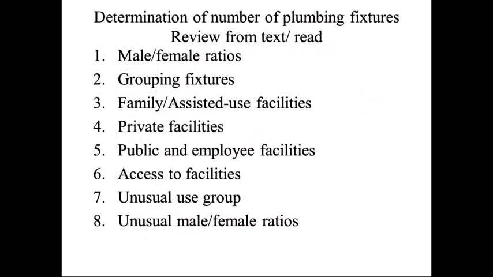So, determination of the number of plumbing fixtures: read from the text the male-female ratios, the grouping of fixtures, family-assisted use facilities, private facilities, public and employee facilities, access to the facility, and unusual use groups. That means if it's all for women or all for men, or an unusual male-female ratio. Sometimes you may end up with more males than females. It could be a baseball park where more males are there than females, so you have to get approval. But a lot of times you will find that most jurisdictions want to even it out.